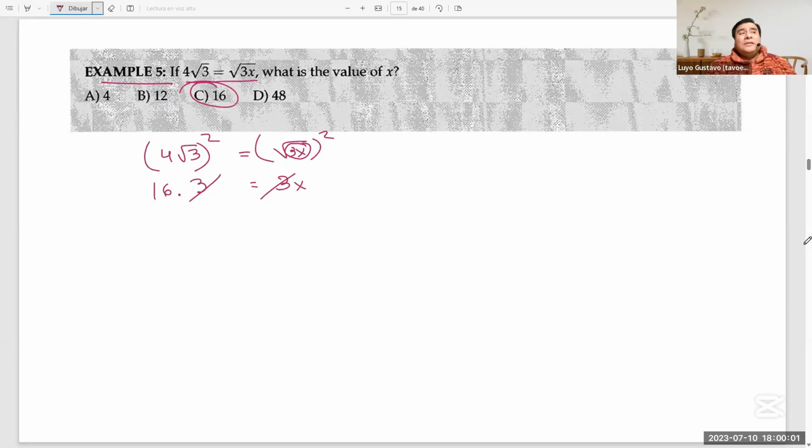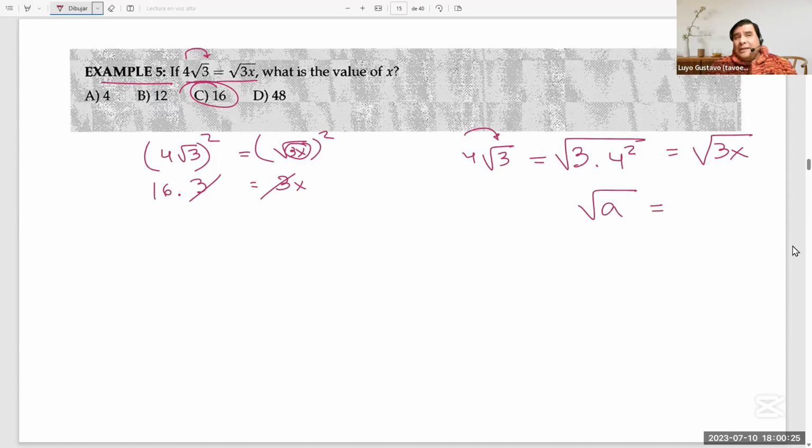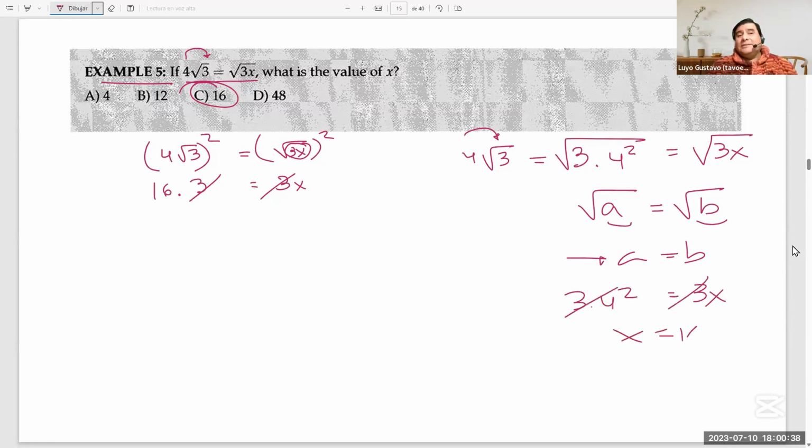Another way other people do this, say for example, this 4 can be introduced here inside the root by squaring it. So you could say this is the square root of 3 times 4 squared. And since this is the square root of 3x, if you have two roots like this and they are equal, then the radicands must be the same, obviously, right? So you would say that 3 times 4 squared equals 3x. Again, same story, x equals 60.